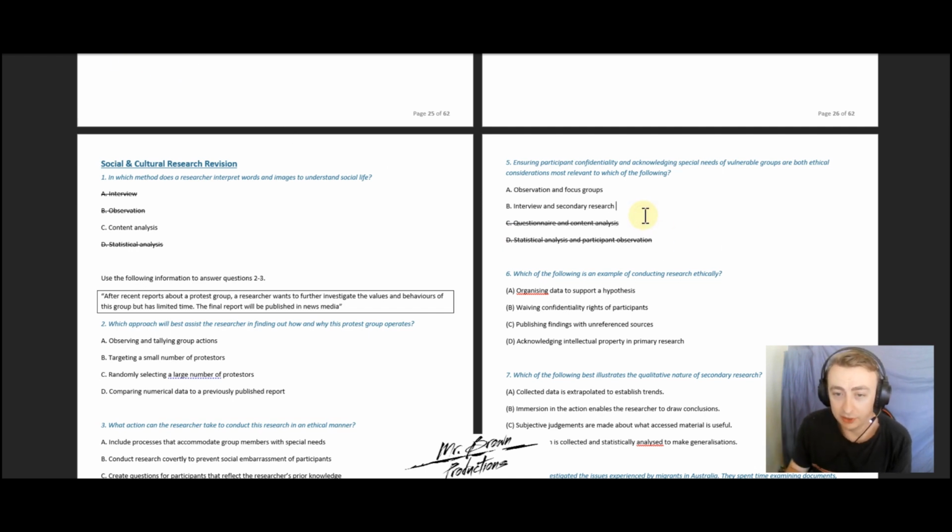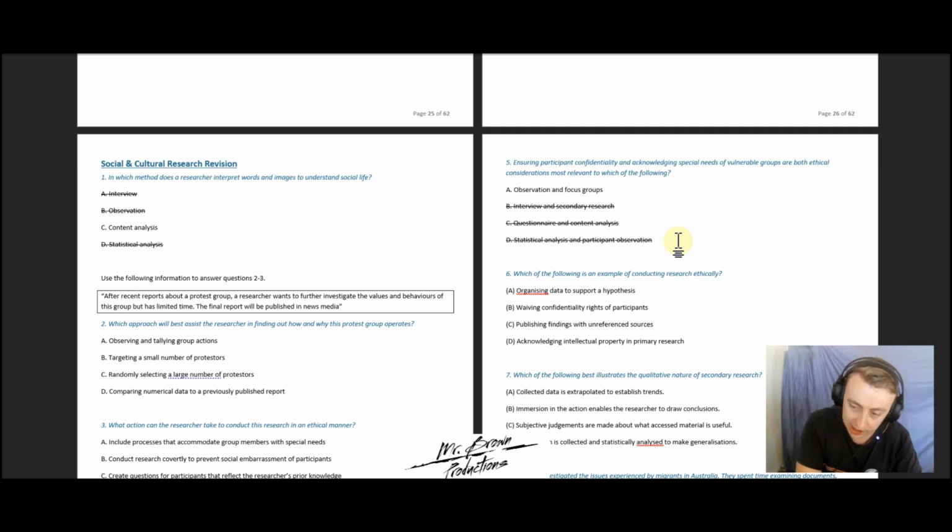If I go one up from that, I've got interview and secondary research. For an interview, I certainly need participant confidentiality and to acknowledge their special needs. That's an ethical consideration. But for secondary research, I'm making qualitative judgments about other people's research. They've already done the research, so technically I don't have any participants. In fact, I have to acknowledge and cite my secondary research, so the question of confidentiality can't really happen. So that answer is wrong, which only leaves me with one option, which I'm going to assume is probably the correct answer, but we double check anyway.